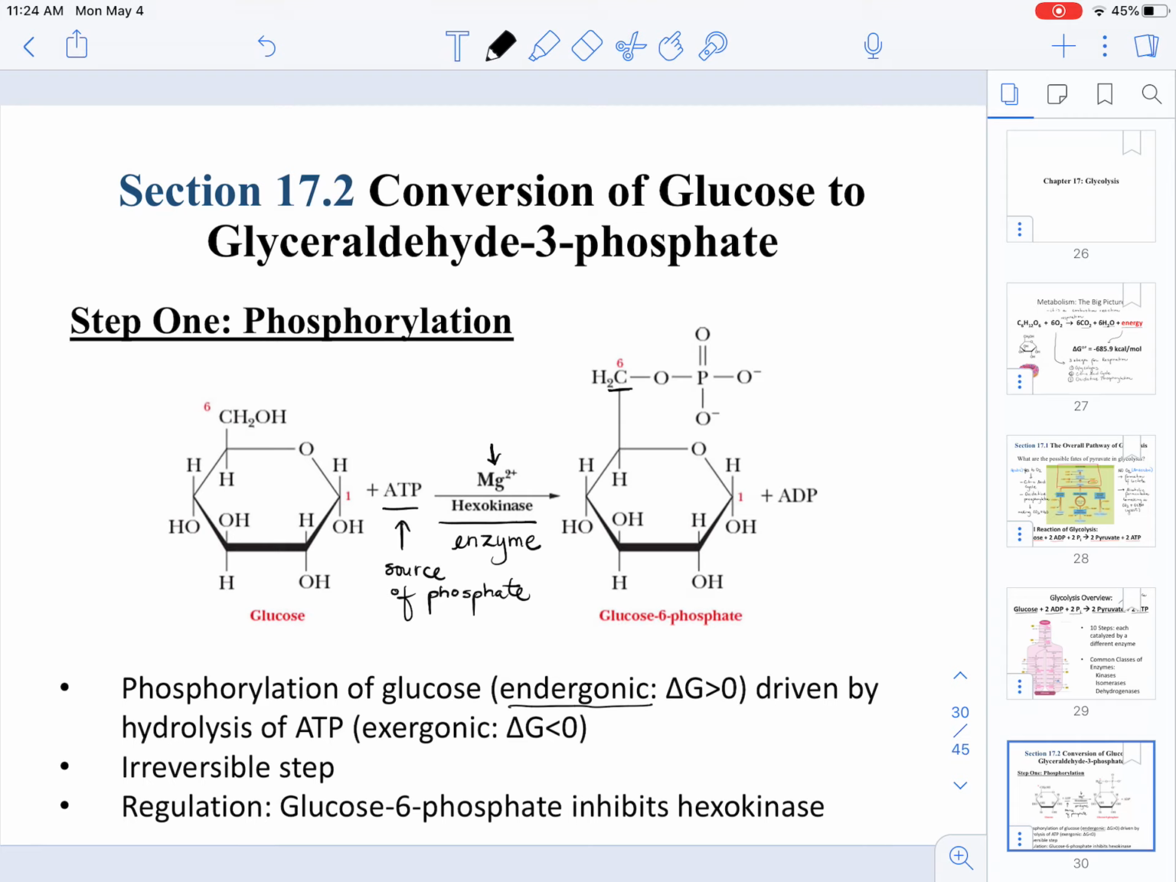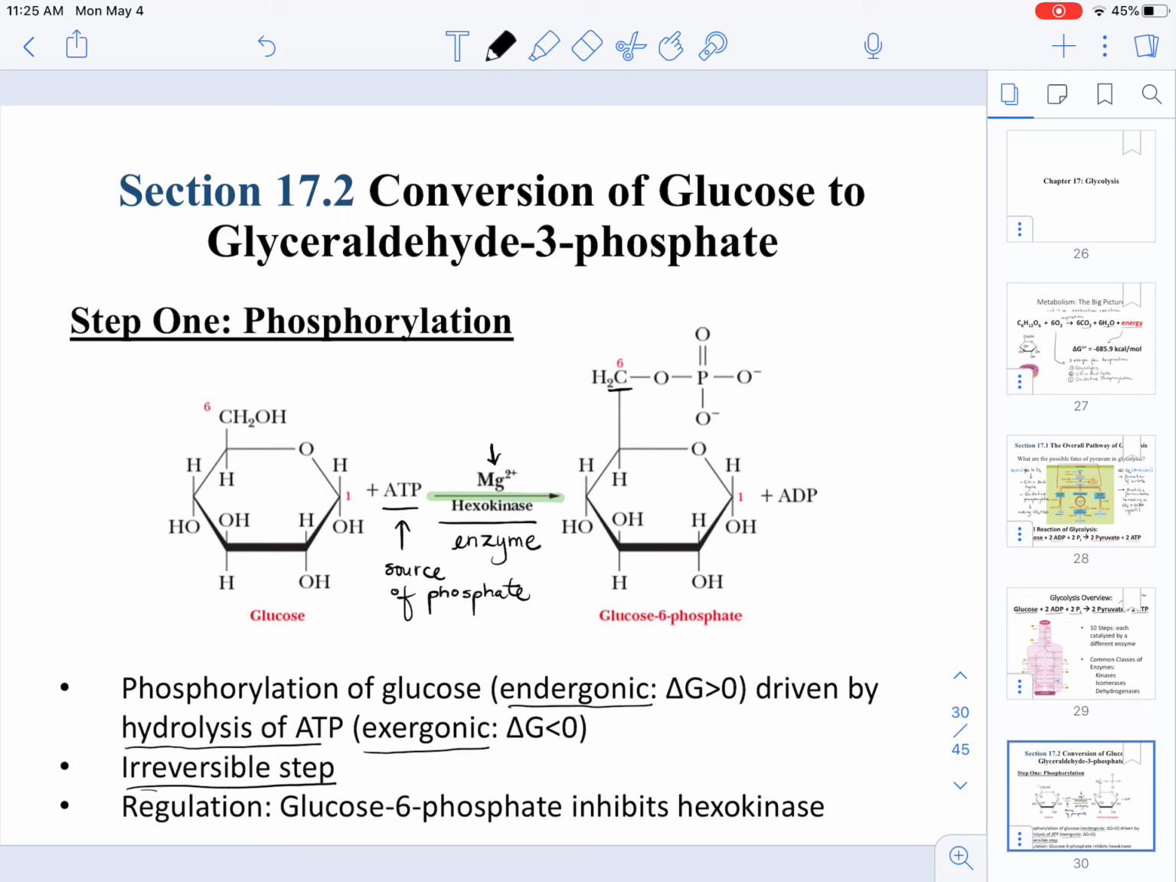Well, the hydrolysis of ATP, because it is an exergonic process, provides the energy in order for this phosphorylation to occur. Understand that this process is irreversible. Okay, so that's why we have the use of a single arrow going forward. This step is actually regulated by the product of the reaction. So glucose 6-phosphate actually inhibits the hexokinase enzyme to regulate this step of the reaction.